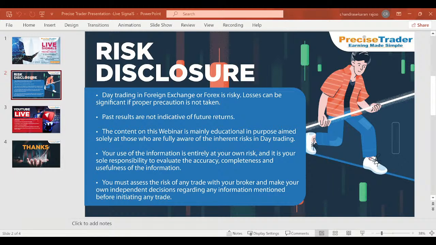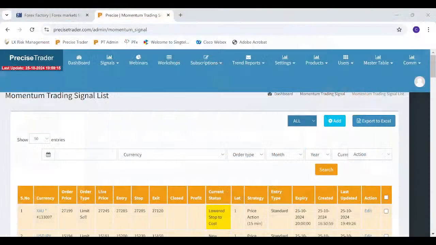Do take note of the risk disclosure. Day trading in foreign exchange is risky. Past results are not indicative of future returns. The content on this webinar is mainly for educational purposes, and use the information entirely at your own risk. You must assess the risk of your trade before you put in your trade.